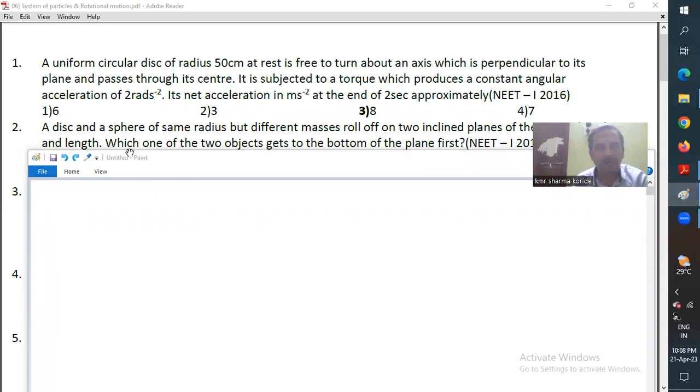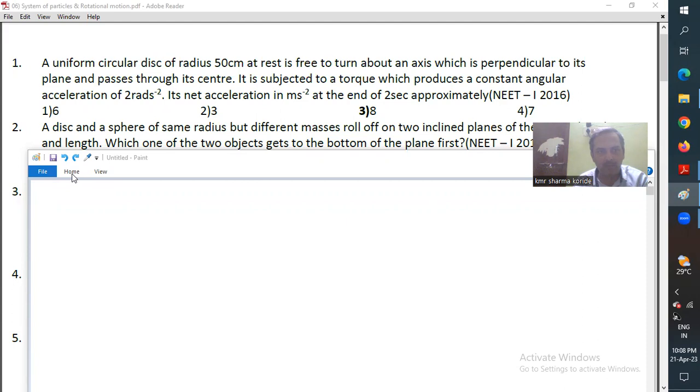A uniform circular disc of radius 50 centimeters at rest is free to turn about an axis which is perpendicular to its plane and passes through its center. It is subjected to a torque which produces a constant angular acceleration of 2 radian per second square. So we need to find out the net acceleration in meters per second square at the end of 2 seconds approximately. So this is given in 2016.